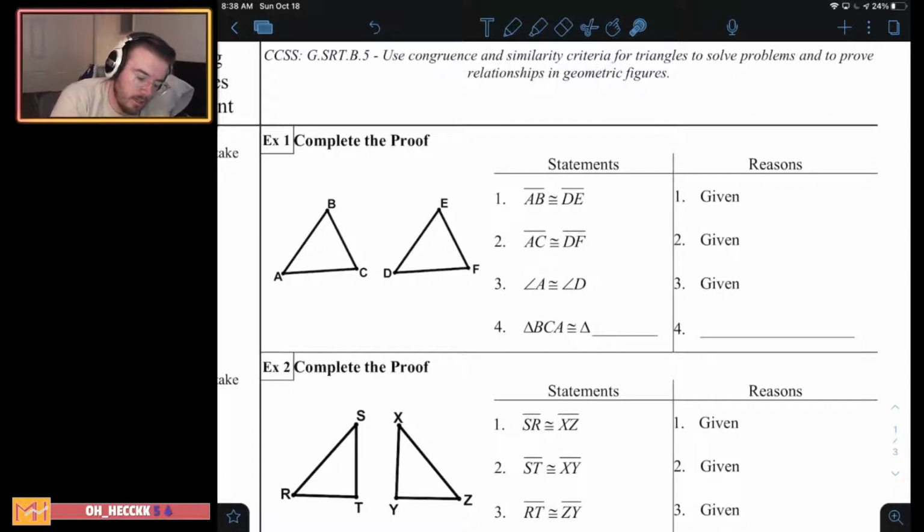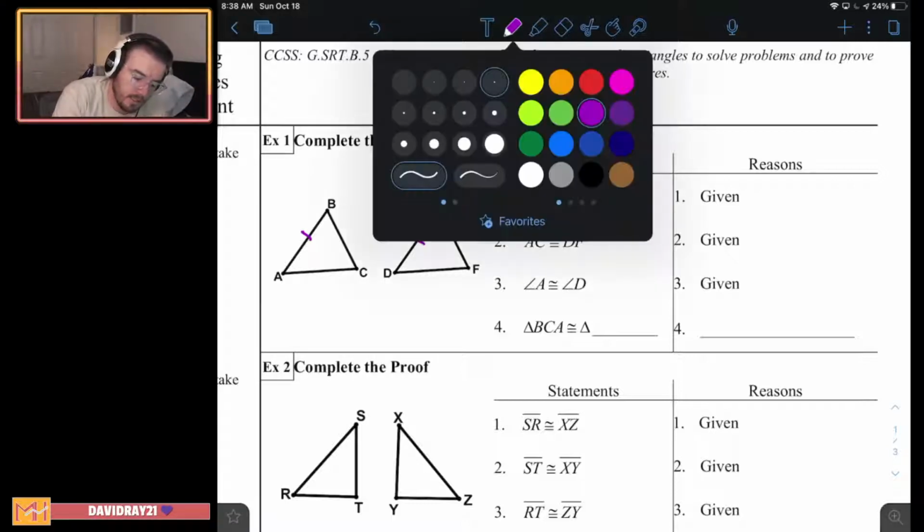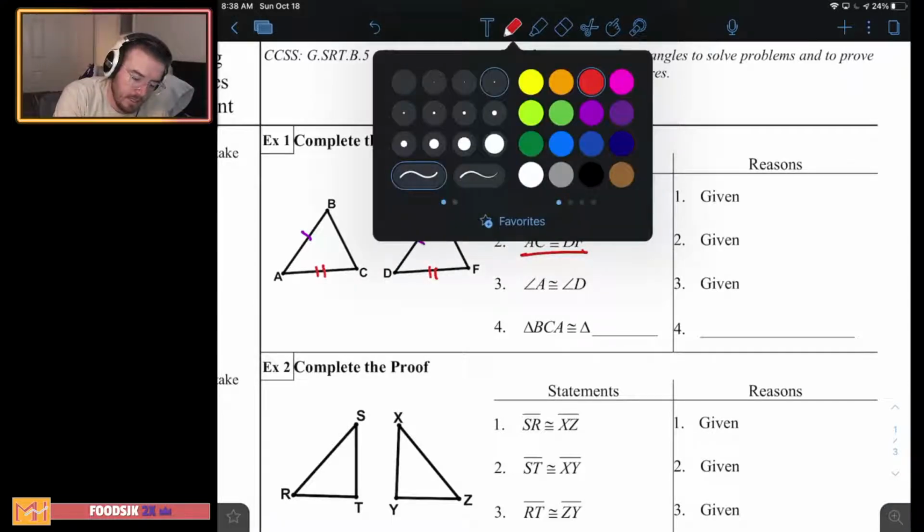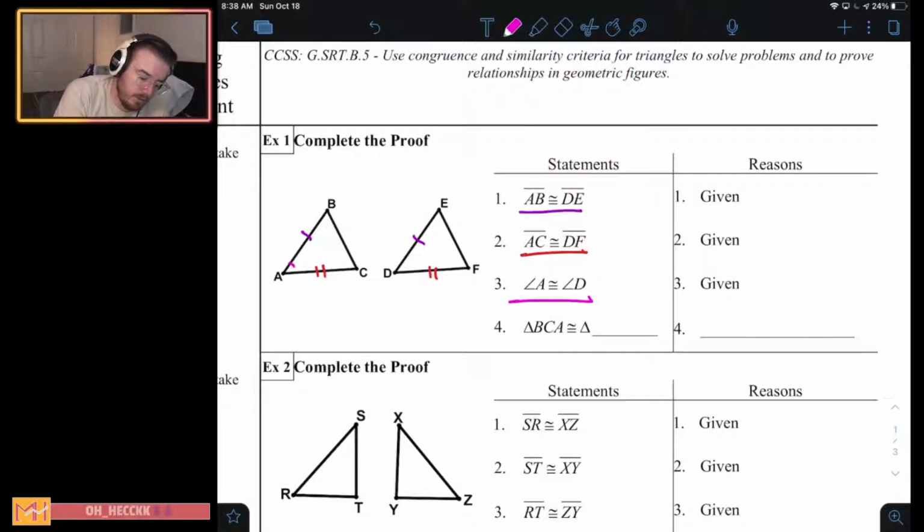So let's fill in this given information. AB is congruent to DE, so we'll do a little tick mark. AC is congruent to DF, so we'll do 2 tick marks for those guys. And angle A is congruent to angle D. We'll do an arc for those guys.